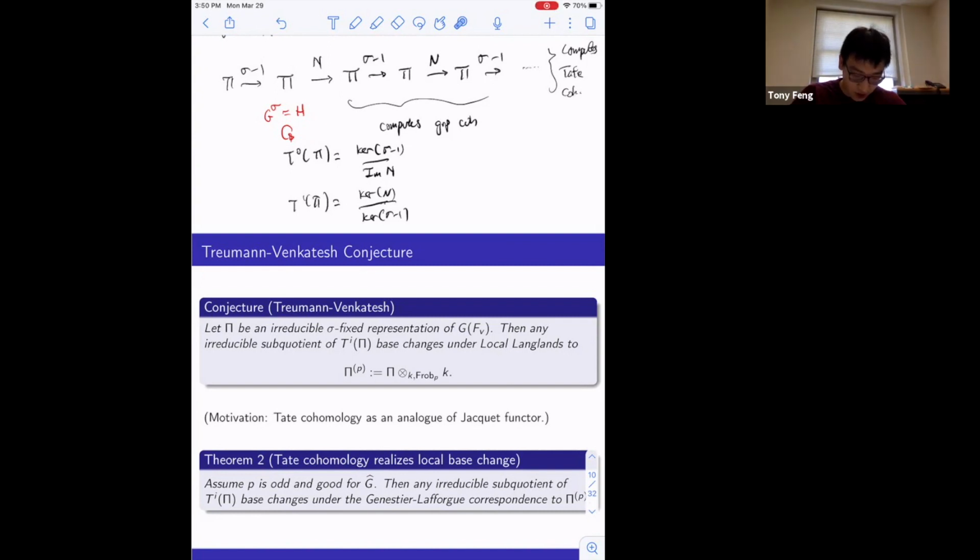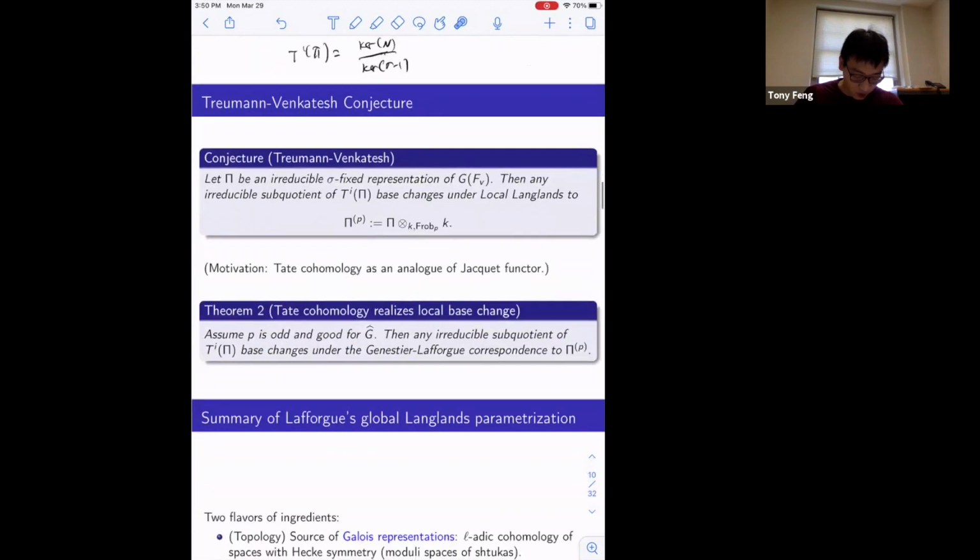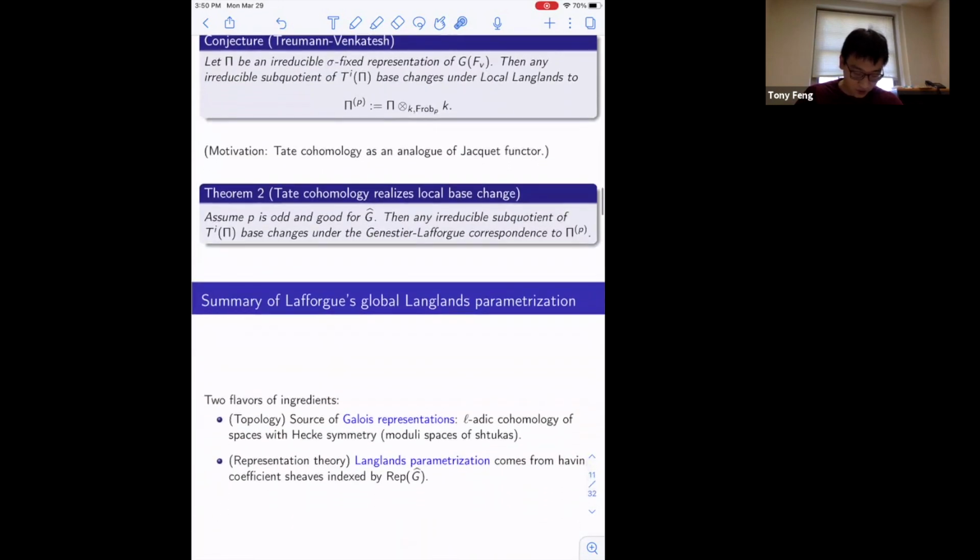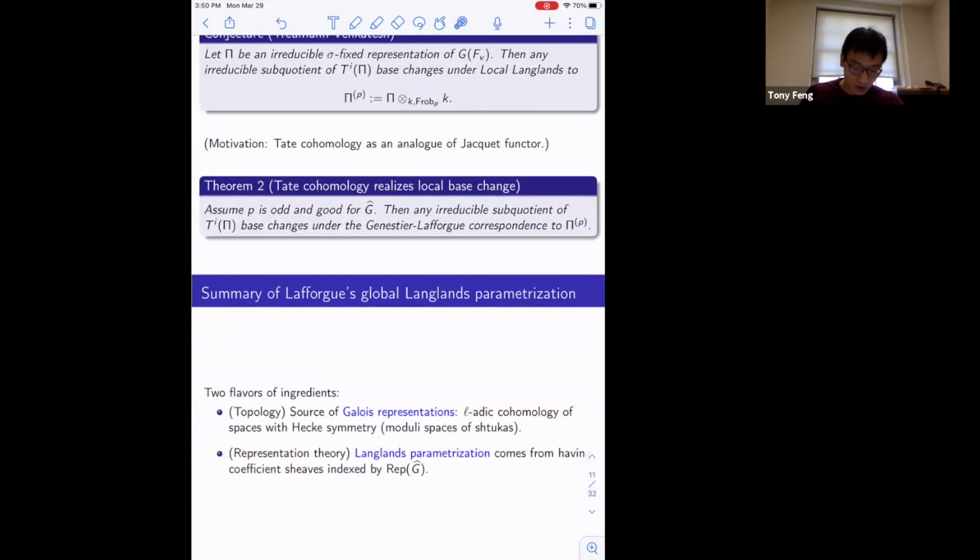So I want to describe some of the ideas in the proofs, focusing on maybe the representation theoretic ideas. But as you can see, these are statements about some specific construction of Lafforgue or Genestier-Lafforgue, and so I'll need to say something about how those work. So I'm going to try to be brief here, but I am going to try to summarize how at least the global Langlands parameterization works, and then invoke your faith that the local one can be extracted from that.